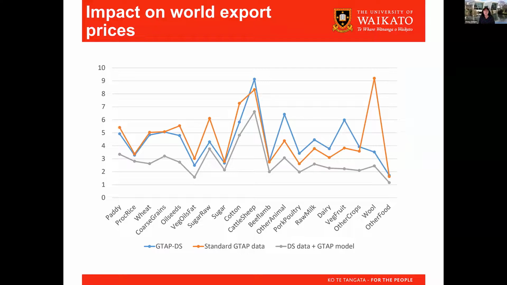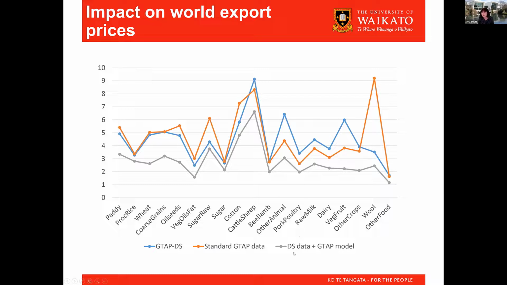When we turn to look at the impact at the sectoral level and the impact on world export prices, that orange bar again is shown where we've got the wool problem in place, and we've clearly got a big difference in wool prices in that simulation compared to our other simulations. But otherwise, the orange fairly closely tracks the blue, which is our updated domestic support model and database. So apart from wool, it pretty much closely tracks the blue.